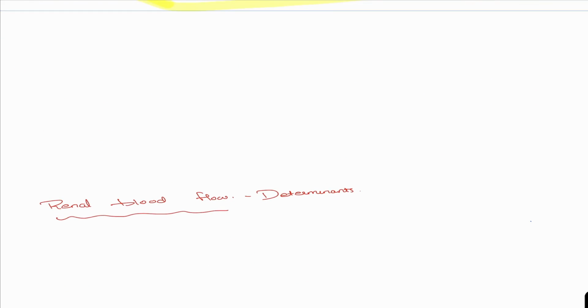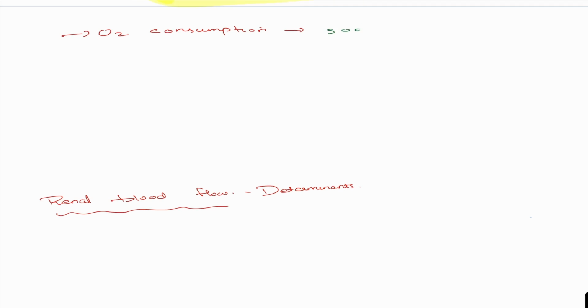Now one question you would have noticed: the kidney uses the highest fraction of oxygen consumption, for what purpose? The highest amount of oxygen consumption by the kidney is used for what purpose is what is being asked, and the answer is sodium reabsorption. This is just an MCQ question. For sodium reabsorption, the highest amount of energy, the highest amount of oxygen consumption, is used.